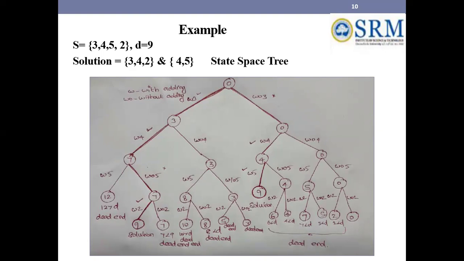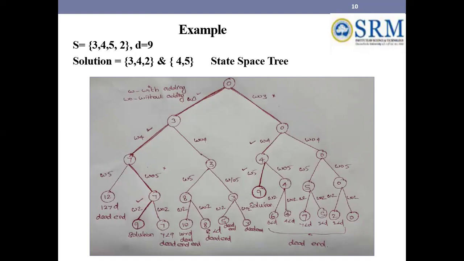With adding 3 means 0 plus 3 is 3. On the right side, we are not adding 3, so the root value is assigned as the child value. This first level is over. After the first level, there are two nodes to explore to the next level, 3 and 0. Now, for the second level, take the element 4. Left is with adding 4, right is without adding 4. So 4 plus 3 is 7. Next, on the right, without adding, 3 stays as it is. And for the second node 0, with adding 4, 0 plus 4 is 4.